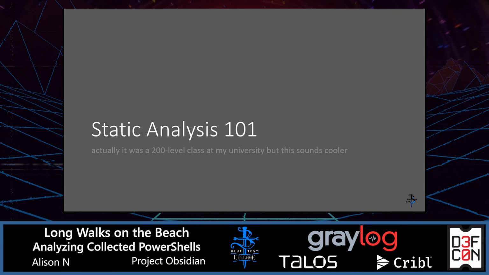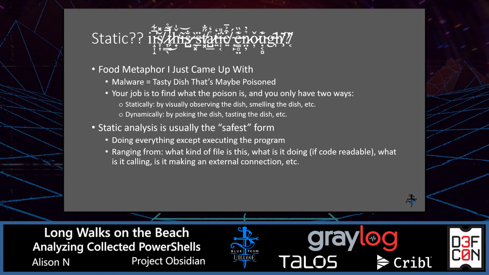So, going on to static analysis, a little bit about what it is. There's two general big forms of analysis when it comes to malware analysis: static and dynamic. When I was TAing, I usually used this dumb food metaphor, which is that malware, or a suspicious sample, is a tasty dish that may or may not be poisoned. Your job is to determine whether it's been poisoned, and if it is, what kind of poison it is.